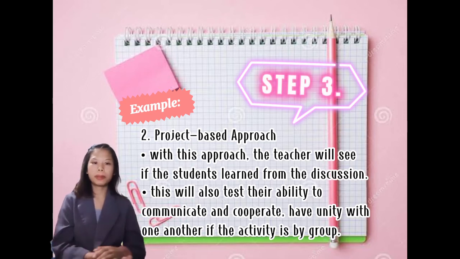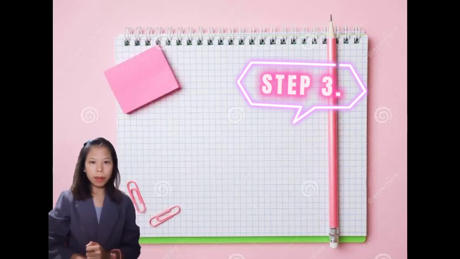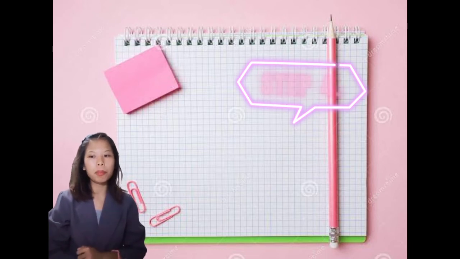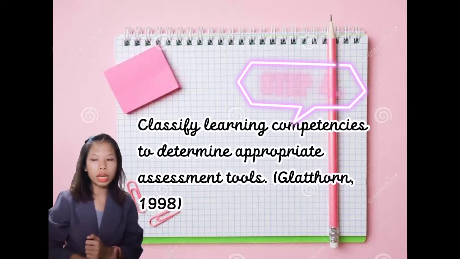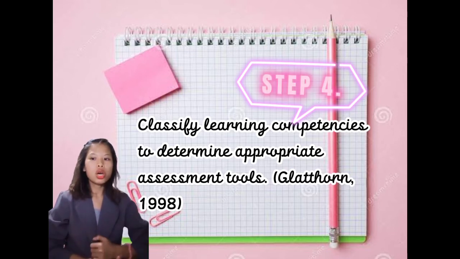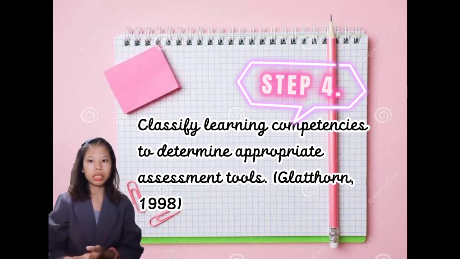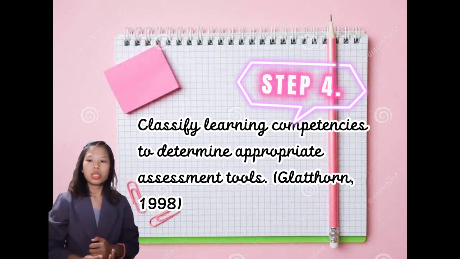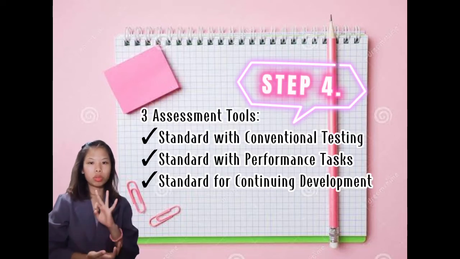With this approach, the teacher will see if the students learned from the discussion. This will also test their ability to communicate and cooperate and have unity with one another if the activity is by group. Now for the last step, which is step number 4. It is to classify the learning competencies to determine appropriate assessment tools. So this process is based on the works of Glathorn in 1998. So there are 3 assessment tools.